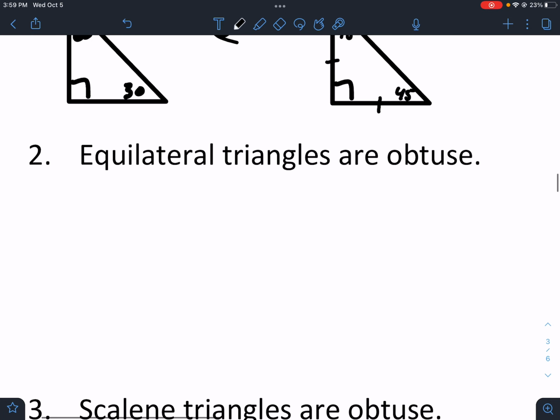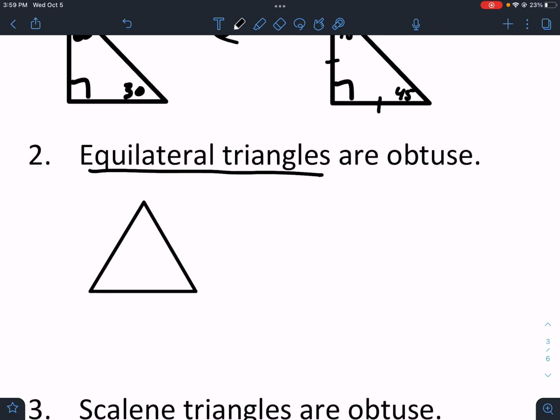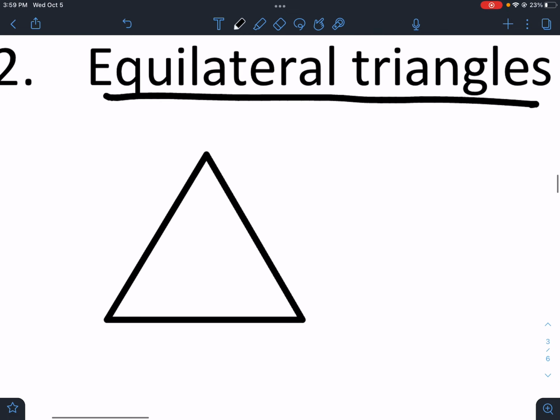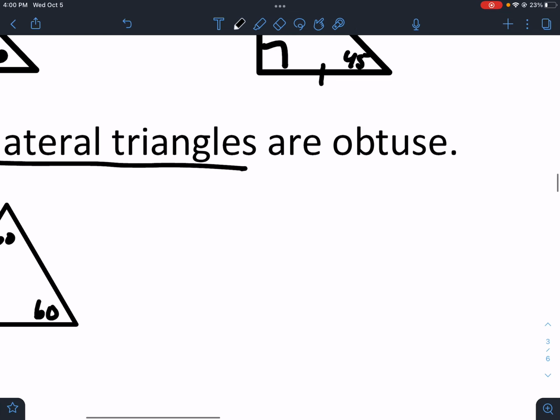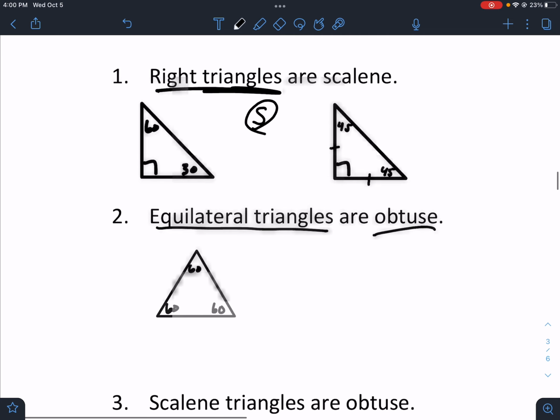Equilateral triangles are obtuse. So I know it has to be an equilateral triangle. Has to be that. So how big is every corner? If it's equilateral, if they're all the same, they're going to all be 60. Well, can that ever be obtuse? No. So all I have is a counterexample. That's going to be never. Equilateral triangles are going to be acute every time.